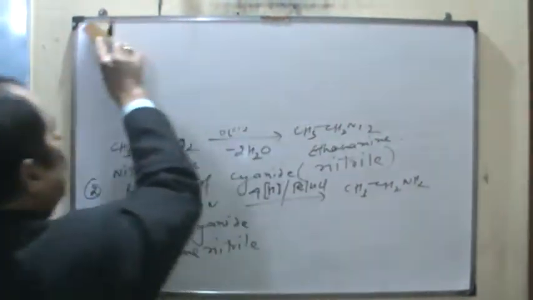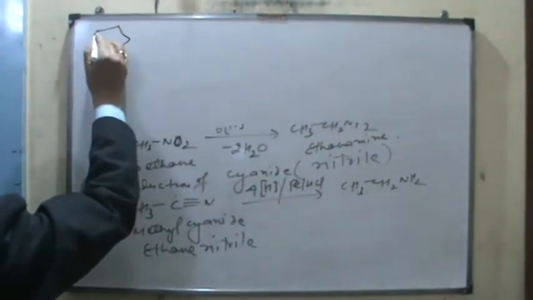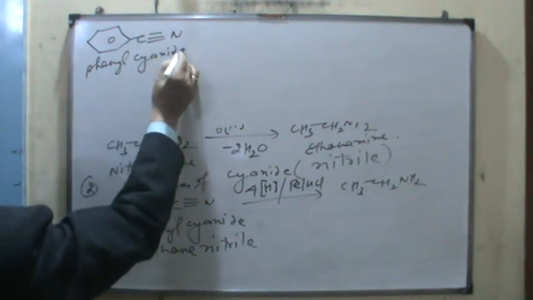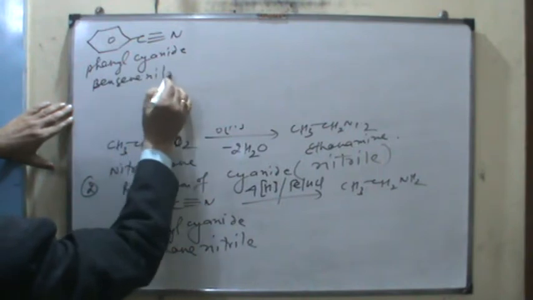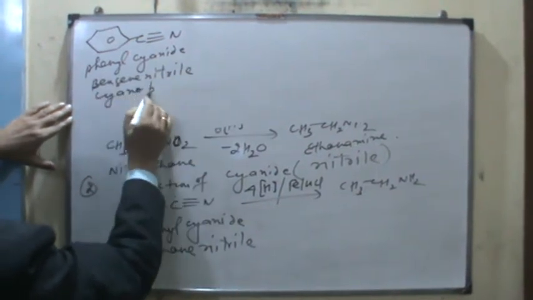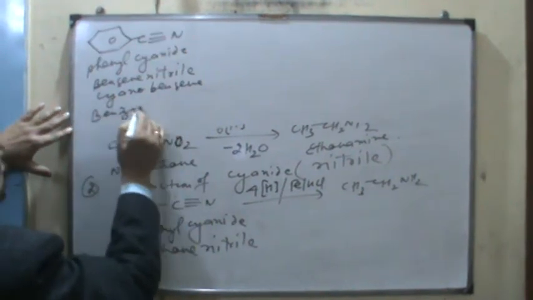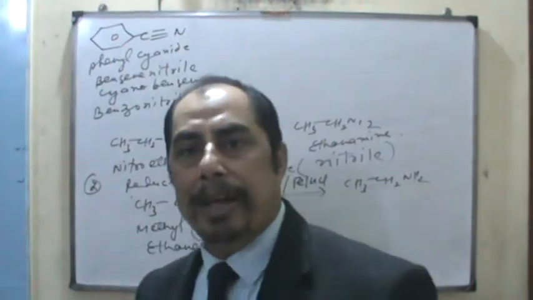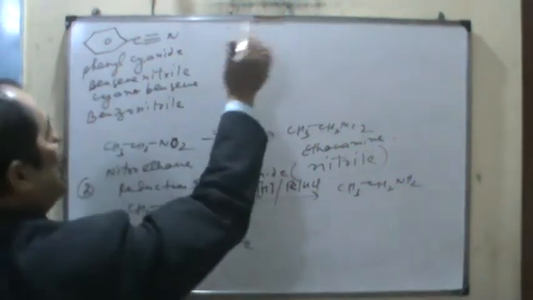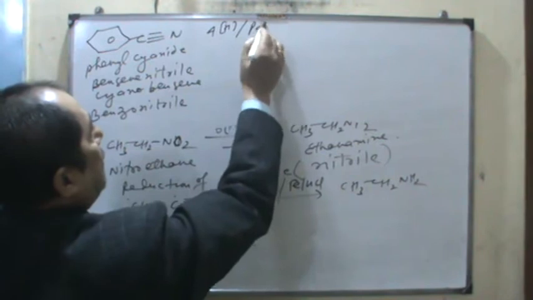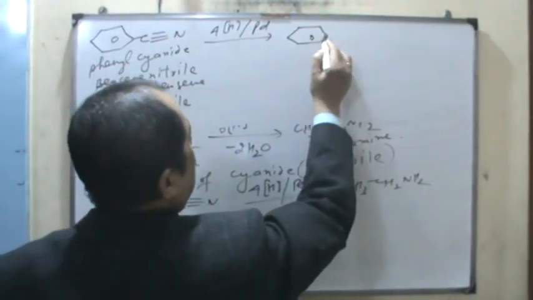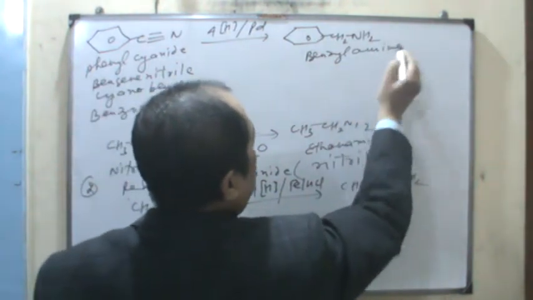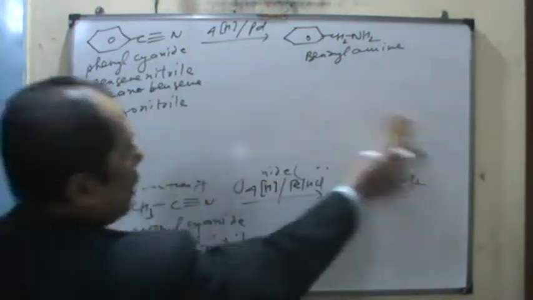So methyl cyanide whenever reduced, primary amines are formed. Now I take aromatic C triple bond N. It is known as phenyl cyanide. It is called benzene nitrile, cyanobenzene, or benzonitrile. All are one and the same thing because it is the single substitution. So common name and IUPAC name will be the same. Undergo reduction in the same way, 4H, you take palladium. Now, what is the product formed? Anyone tell me? Benzylamine, not aniline. No, it is benzylamine.